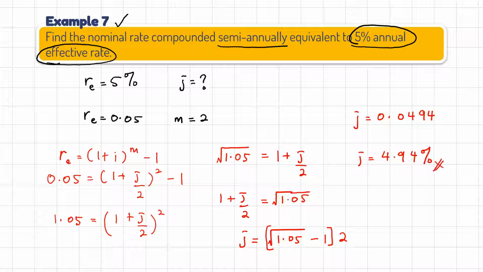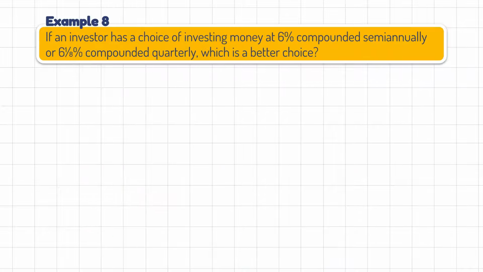If you can see here, our nominal interest rate is j equals 4.94%. Meanwhile, the effective rate RE is equal to 5%. So there is just a small difference between them. Next, let's look at example 8.